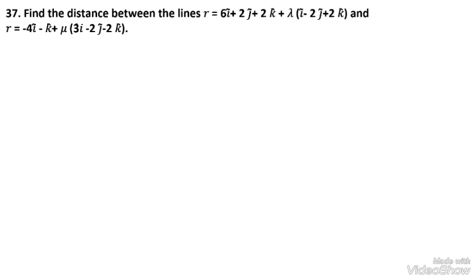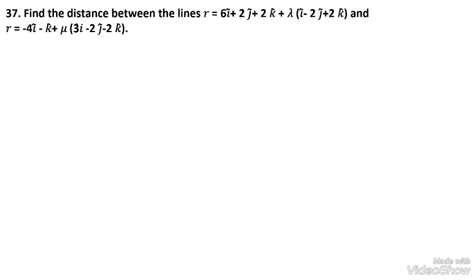Here, find the distance between the lines. Okay, here find the distance between the lines. We have r is equal to 6i plus 2j plus 2k plus lambda into (i minus 2j plus 2k), and another line r is equal to minus 4i minus k plus mu of (3i minus 2j minus 2k).